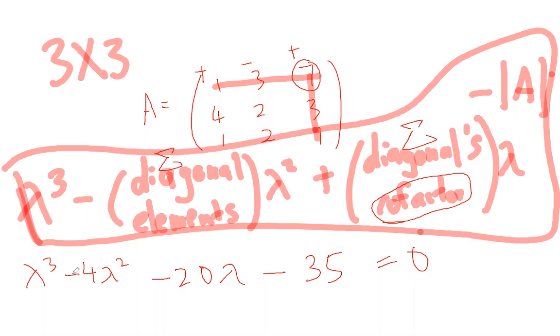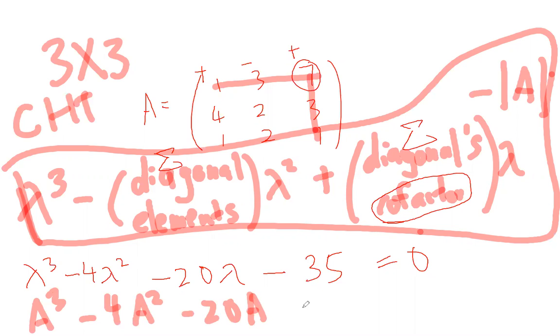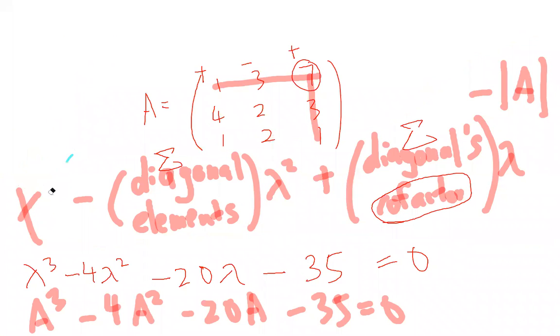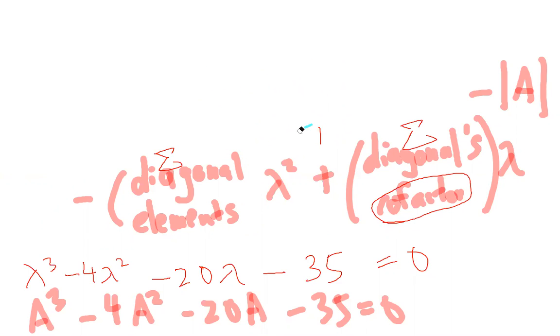characteristic equation, we can apply the Cayley-Hamilton Theorem, which is simply to substitute the lambda into A cubed minus 4A squared minus 20A minus 35 equals 0. Then I can rearrange it nicely because I want to find the inverse matrix of A.